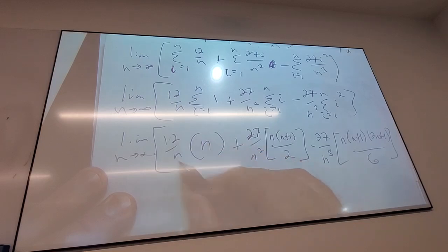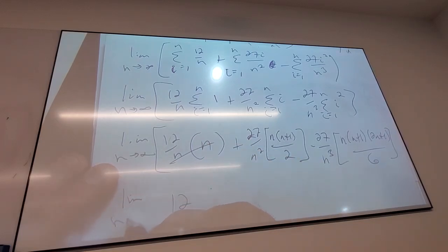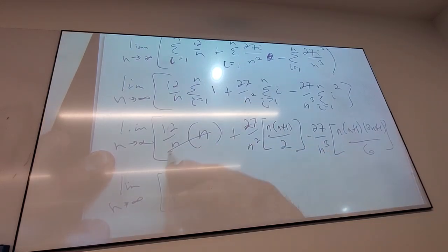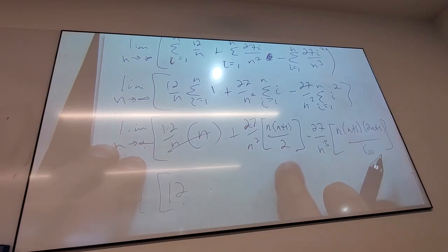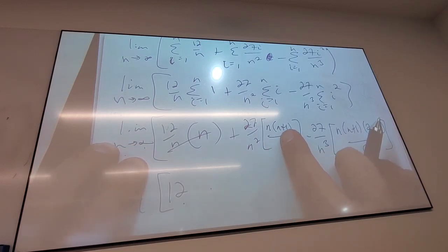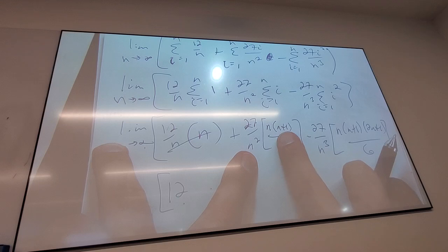So what happens here? What cancels? Nothing much. Now watch this. Let me see if you guys can hold this. In fact, what's the limit as n goes to infinity of 12? 12. Okay. Look at this. Come on, you guys are really good with this. What's the limit as n goes to infinity?